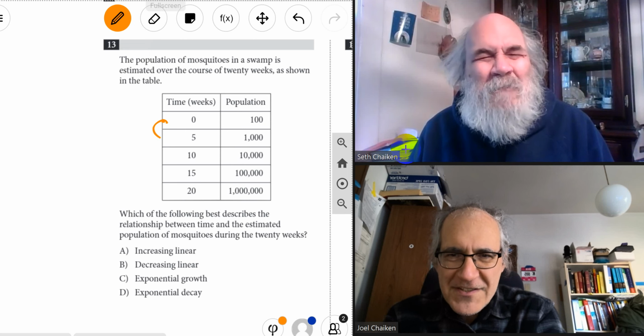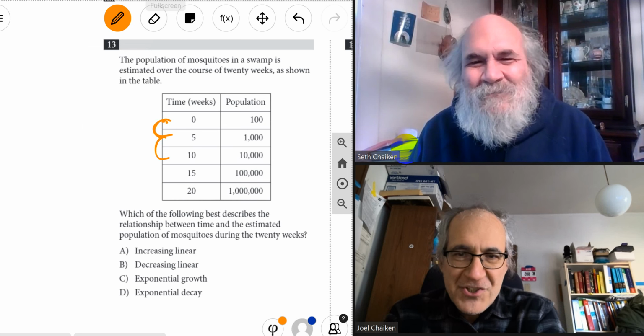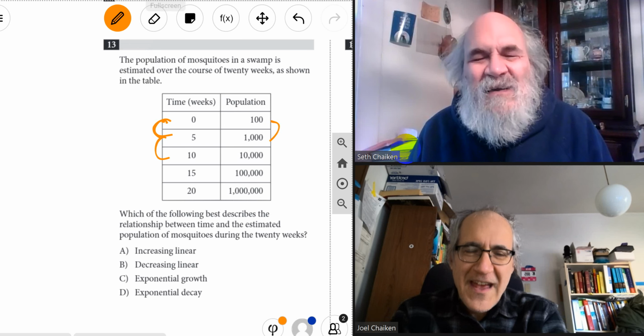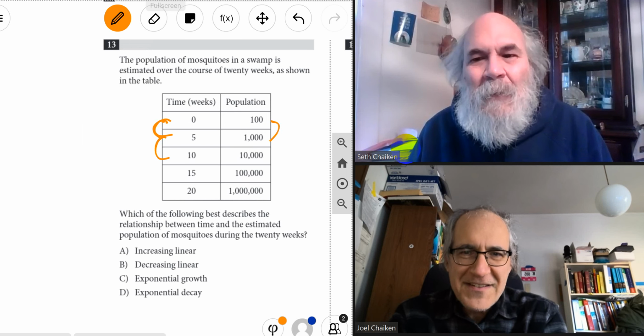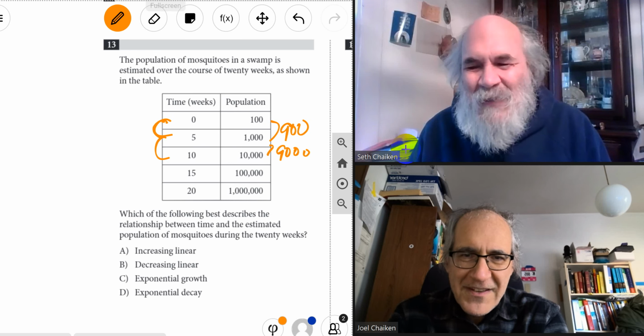What is linear? If it goes from 0 to 5, it goes up, let's say, a certain amount. If it goes from 5 to 10, it should go up the same amount, but it doesn't. Linear goes up by adding the same amount. Here it goes up by 900. Here it goes up by 9,000. No, that's not linear.